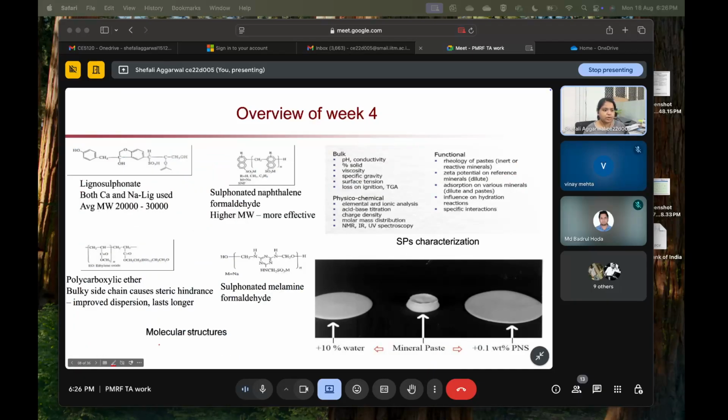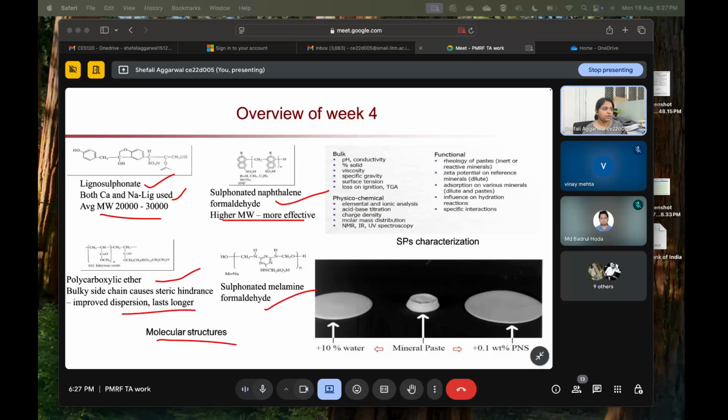Okay, so these are the molecular structures of all the superplasticizers we are using nowadays: lignosulfonate, sulfonated naphthalene formaldehyde, polycarboxylic ether, and sulfonated melamine formaldehyde. These are the four basic types of chemicals which we use as superplasticizer, and this is their basic unit cell or chain, their molecular weight, and the atoms mostly used in them. All those things are given here.